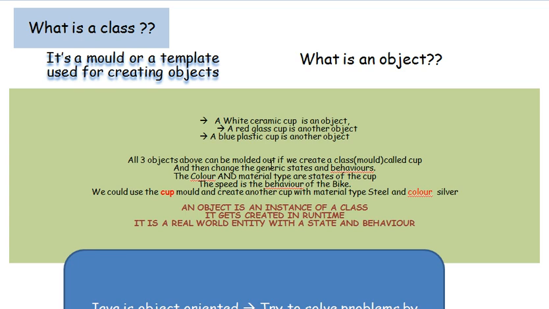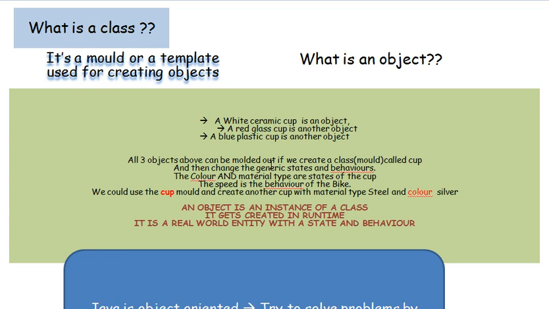A table is an object, a pen is an object. In the specific example that I've given, if you take a cup, a white ceramic cup is an object. A red glass cup is also an object. A plastic cup is an object, right? Now if you look closely at these objects, all three of these things are cups.